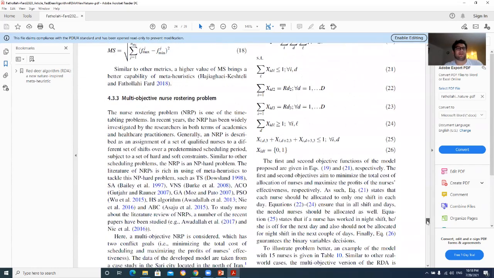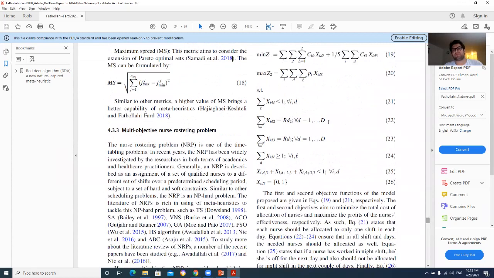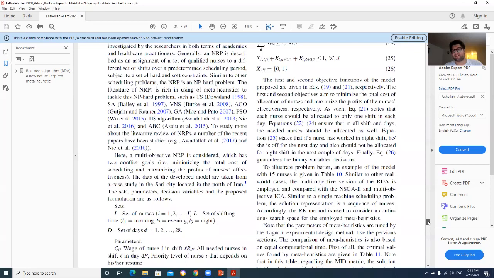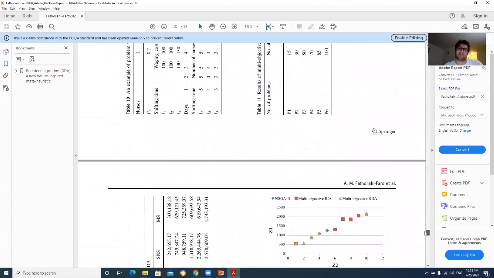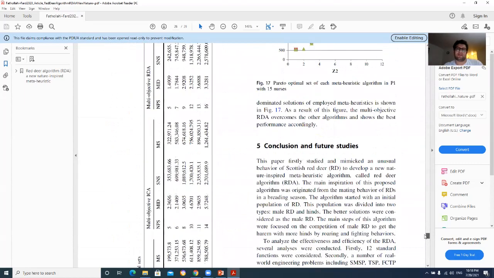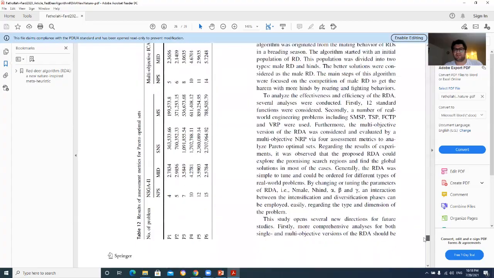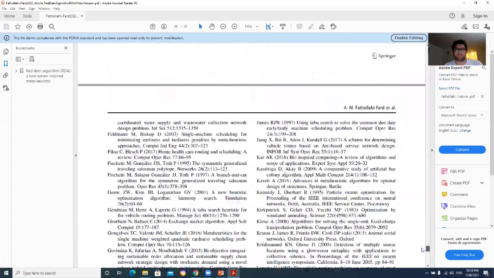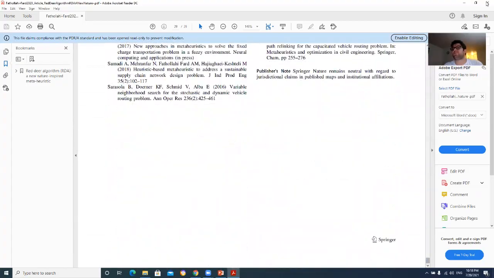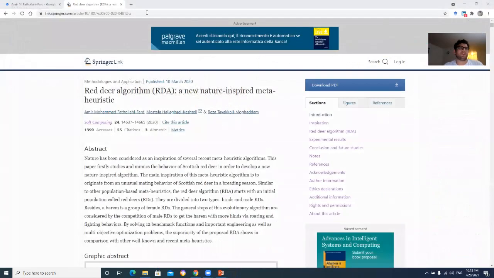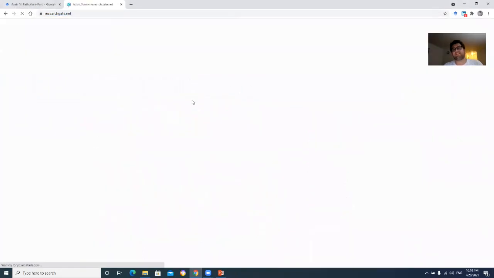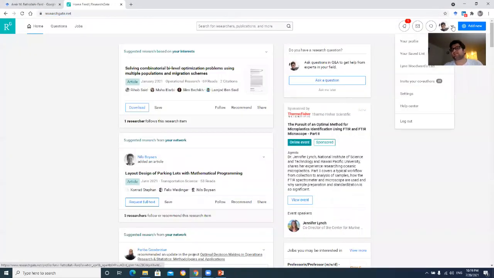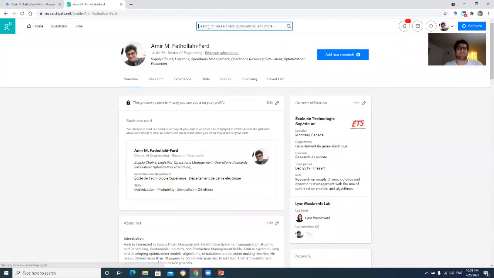Also, in a bi-objective optimization problem, we also test the multi-objective RDA algorithm for solving the optimization problem. It should be noted the codes of this paper are available in ResearchGate. As you can see, let me show you.